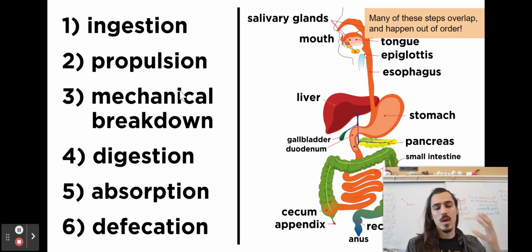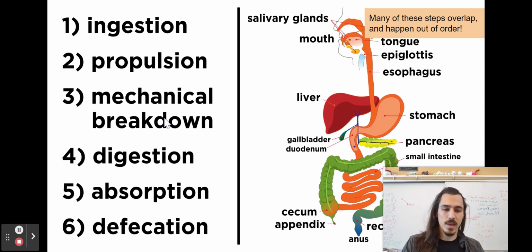Second is propulsion. We need to get that through the digestive system. So that mainly happens through the smooth muscle contractions of the muscularis externa, down through, say, your esophagus, and then also through your intestines. So propulsion is moving stuff through the GI tract.